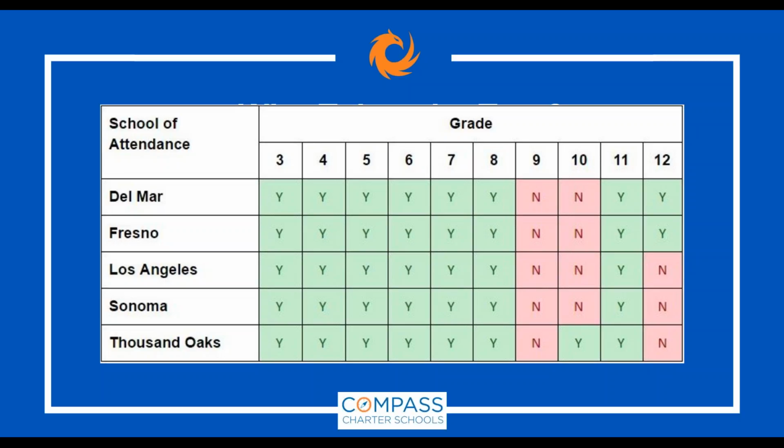All scholars, grades 3 through 8 and grade 11, take the CAASPP English and Math tests. Additionally, grades 5 and 8 take the CAASPP Science test. The state has also designated, by school, one high school grade that will take the CAASPP pilot test. For Del Mar and Fresno, that grade is 12. For Los Angeles and Sonoma, 11th grade, and for Thousand Oaks, 10th grade.